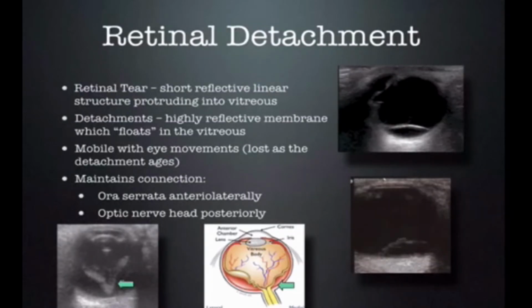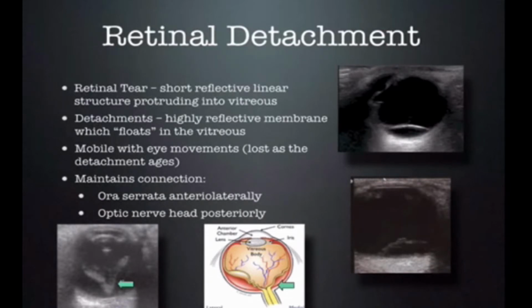For a retinal detachment, you have a retinal tear, or a short, reflective, linear structure protruding into that dark or hypoechoic vitreous. The retina leaves that posterior surface and is no longer tightly adhered, and it tips up into that dark vitreous. The retinal detachment is very reflective, or hyperechoic, and in the acute phase is very supple or soft and moves very easily with movements of the eye. So it looks like it waves.